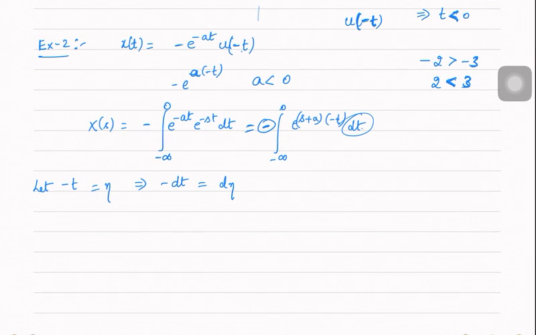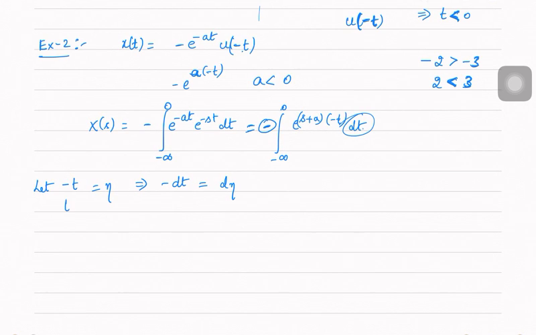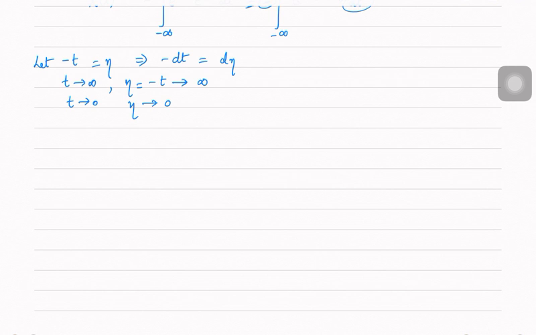Now when t tends to minus infinity, eta equal to minus t will tend to infinity, and when t tends to 0, eta will tend to 0. I'm just doing a change of variable. So e power s plus a into eta, d eta. It doesn't matter whether I write t or eta, since it's a dummy variable and it's going to vanish because it's a definite integral. If I calculate this, I get 1 by s plus a.